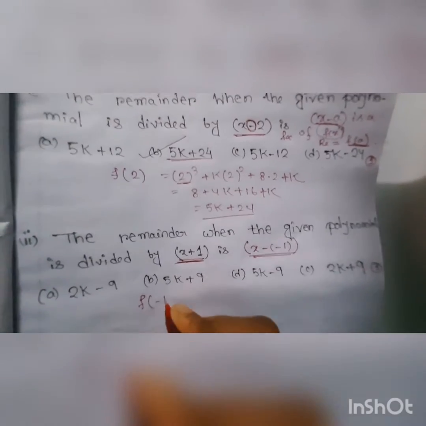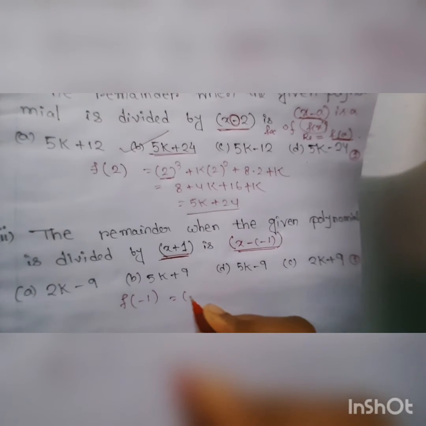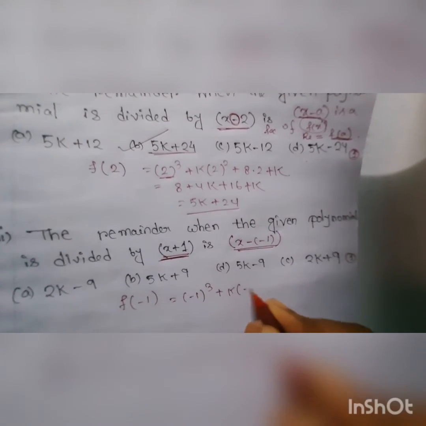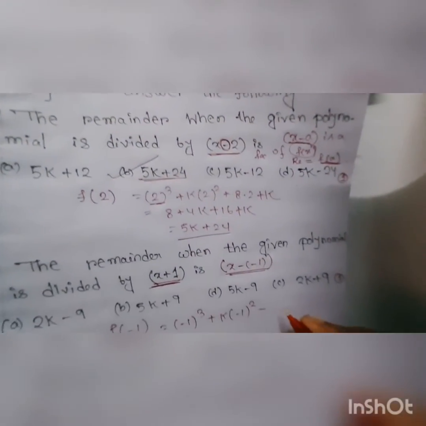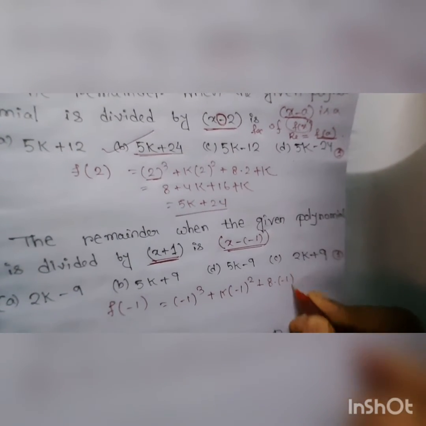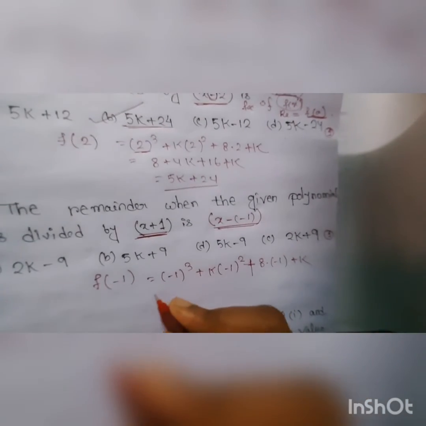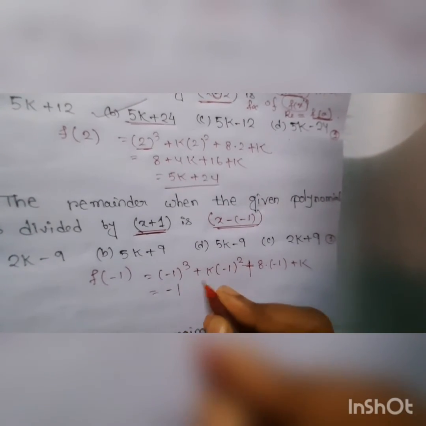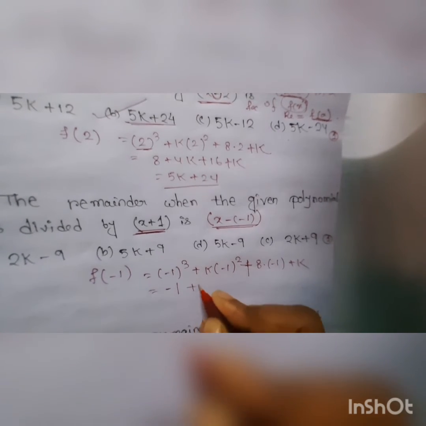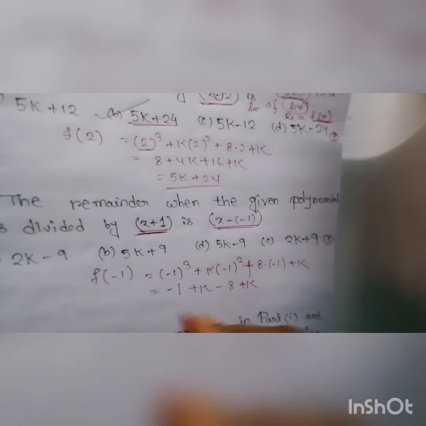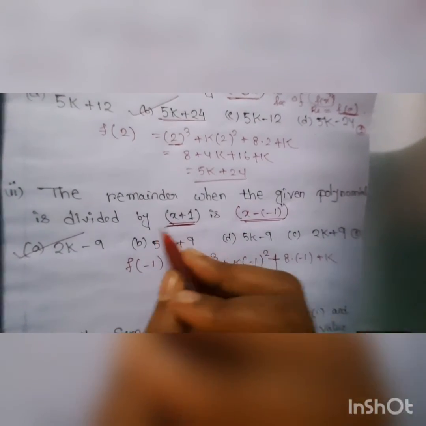So f of minus 1 means, from this you get minus 1 cube plus k into minus 1 square plus 8 into minus 1 plus k. For this problem, I told you to copy this problem in your notebook and solve it yourself to increase your calculation power. So minus 1 plus k minus 8 plus k. This becomes 2k minus 9, and this is present in option A. So when you divide by x plus 1, you get 2k minus 9 as your remainder.